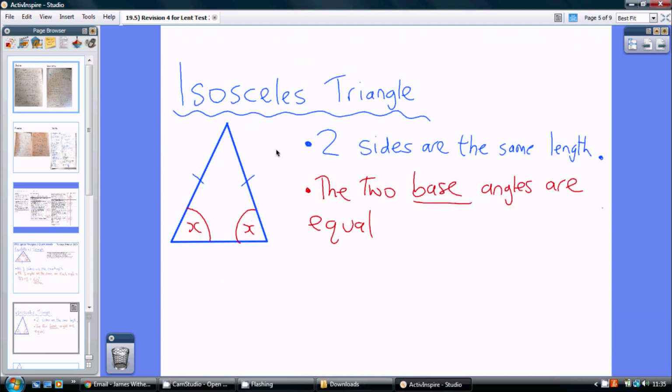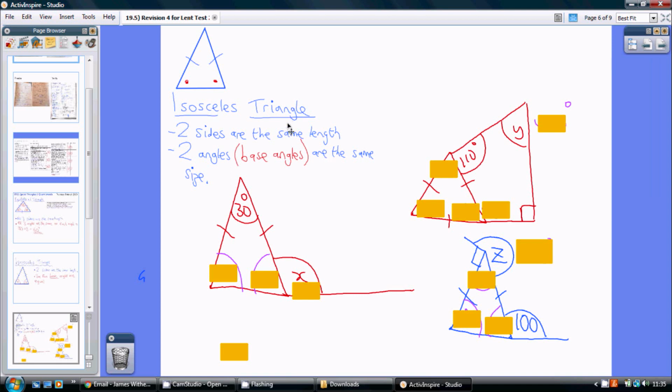Now, the other special type of triangle, or one of the other 2, was the isosceles triangle. What did we know about an isosceles triangle? Well, 2 sides are the same length, not 3. And then the base angles are the same. So the 2 angles are the same. The one that isn't the same is the one where the 2 equal sides meet. We call these the base angles, and these 2 angles are equal. I've got 3 questions here that I'd like you to do, please. Pause the video, copy out these 3 and give it your best shot.